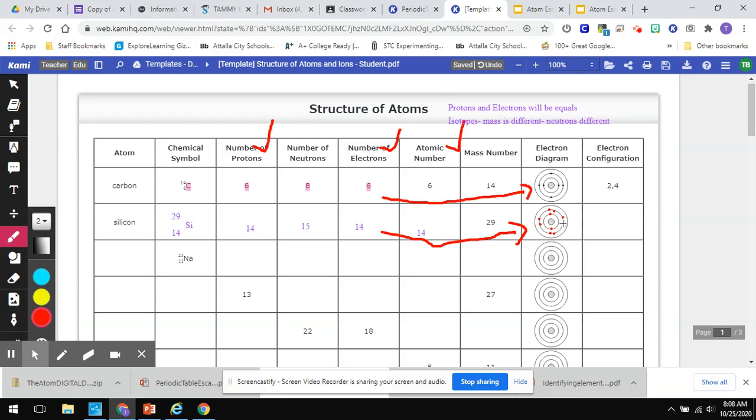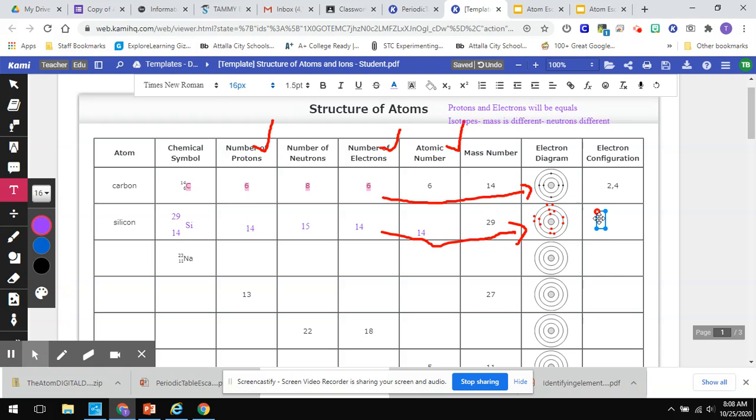So currently I'm going to have 10 electrons diagrammed, but I have 14. That means I need 4 more on the outer orbital. Now at this time, I've got to do my electron configuration. Electron configuration is going to be starting at the centermost orbital, how many electrons. So we have 2 on the first orbital, 8 on the second orbital, and 4 on the outer orbital. That's how you would do your electron configuration for that.